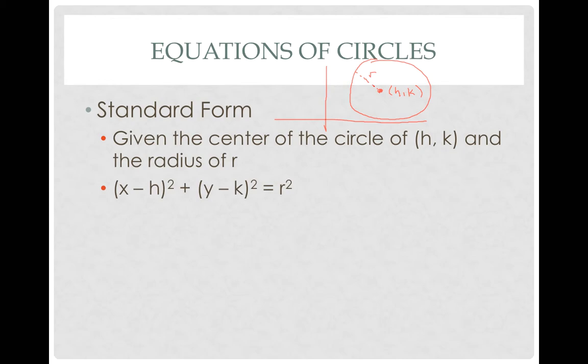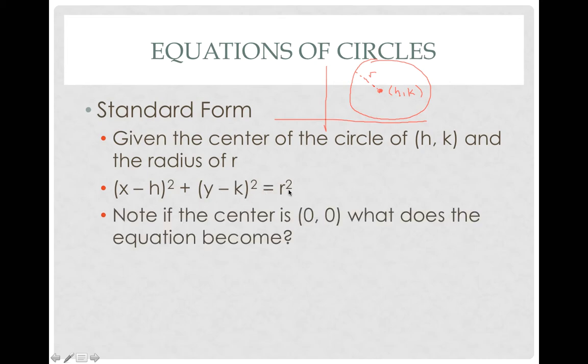So it's x minus h quantity squared. When I say quantity, that means the entire thing gets squared, plus y minus k quantity squared, equals the radius squared. And if you were to really think about it, if the center was at 0, 0, that means h is 0 and k is 0. It'd be a much simpler equation where it's x squared plus y squared equals r squared.